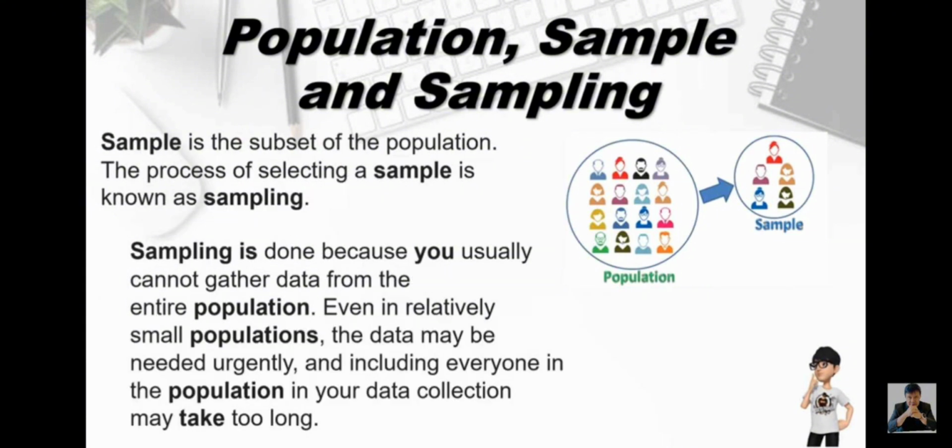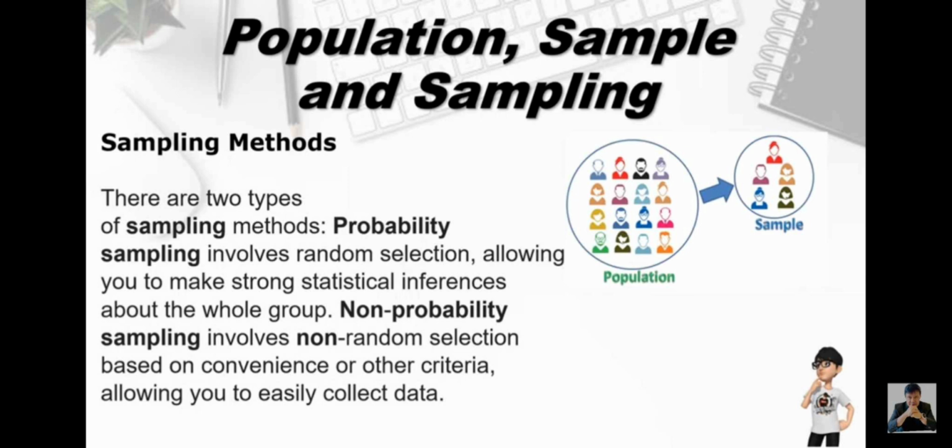Sample is the subset of the population. The process of selecting sample is known as sampling. Sampling is done because you usually cannot gather data from the entire population. Even in a relatively small population, the data may be needed urgently, and including everyone in the population in your data collection may take so long.